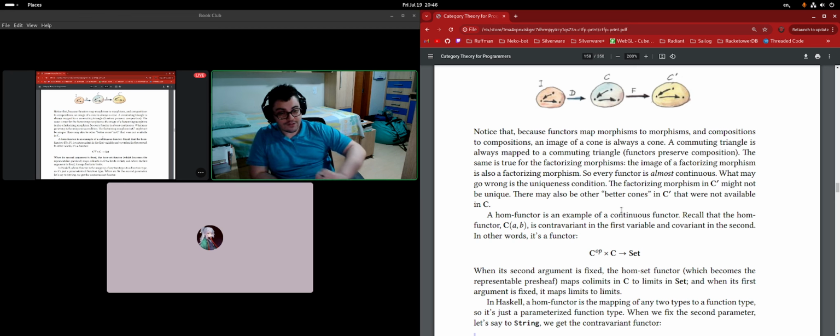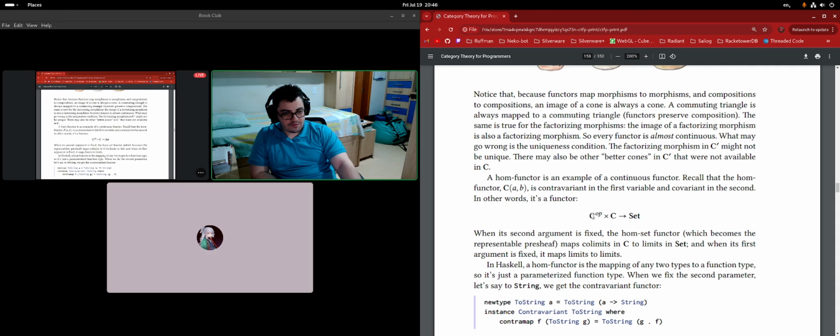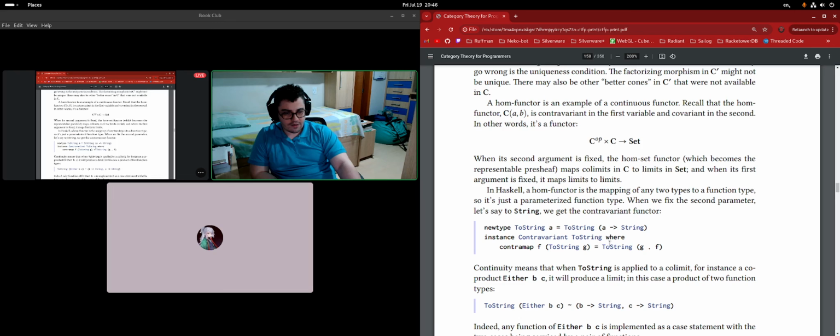Recall that a home functor is contravariant in the first variable and covariant in the second. In other words, it's a functor from C op times C to Set. What is op again? I keep forgetting. It's the opposite. When its second argument is fixed, the home set functor, which becomes representable per sheaf, maps colimits in C to limits in Set. And when its first argument is fixed, it maps limits to limits.